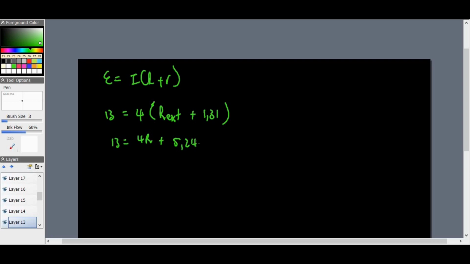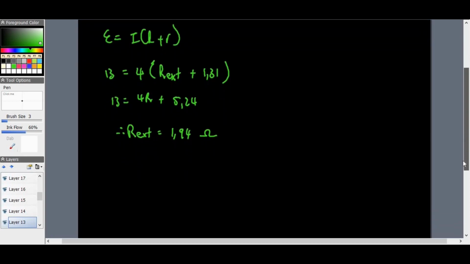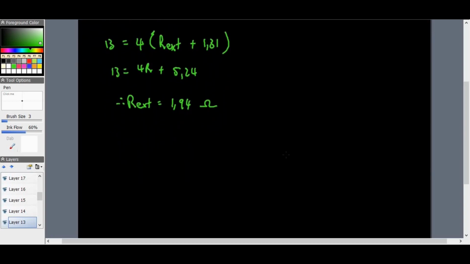So 13 minus that answer, and let's divide that by 4. We're basically going to get the external resistance in the circuit equal to 1,94 ohms. That's the value of the external resistance, which is the same as the total resistance in the circuit.